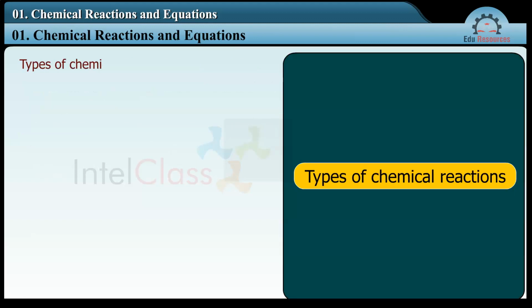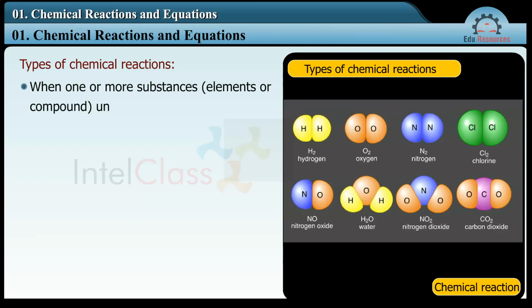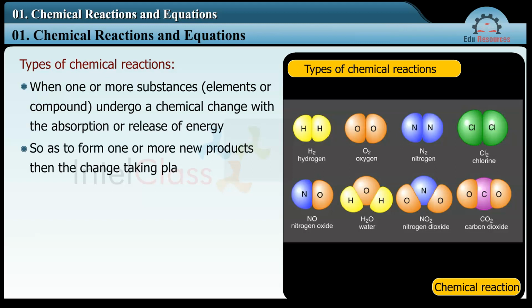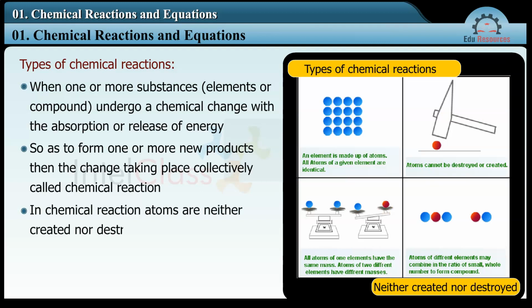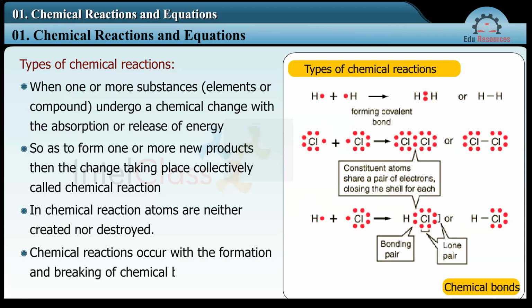Types of chemical reactions. When one or more substances, elements or compounds, undergo a chemical change with the absorption or release of energy so as to form one or more new products, then the change taking place collectively is called a chemical reaction. In chemical reactions, atoms are neither created nor destroyed. Chemical reactions occur with the formation and breaking of chemical bonds.